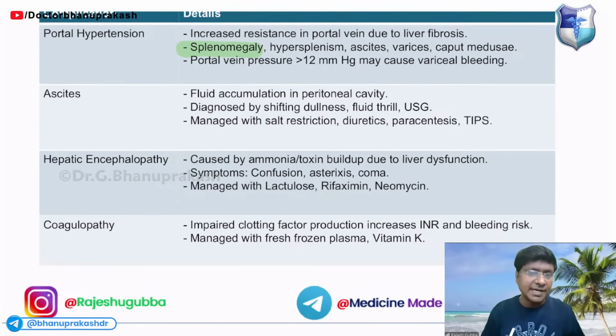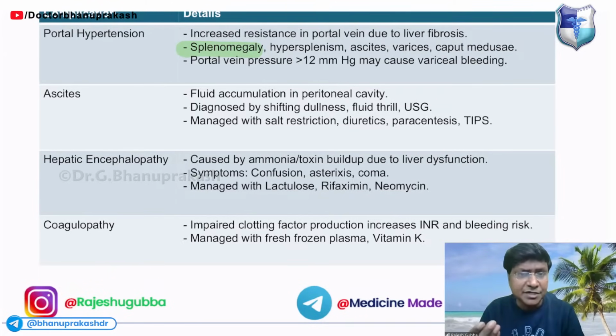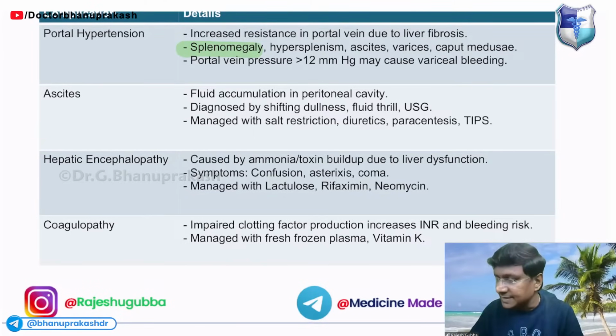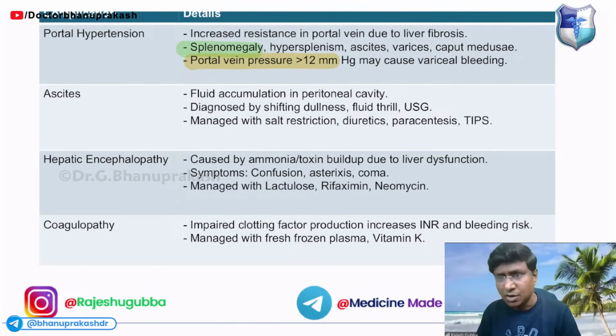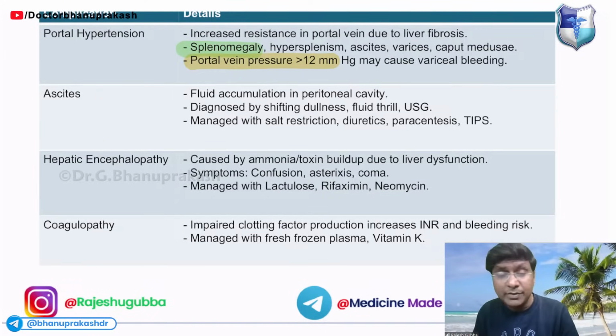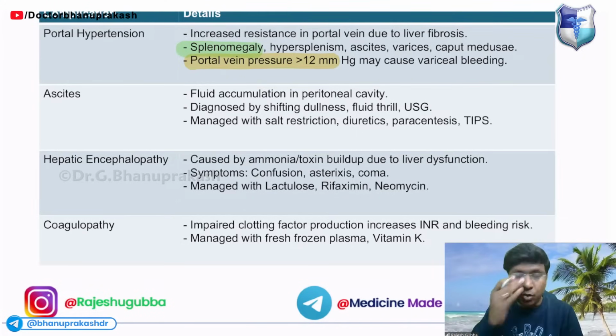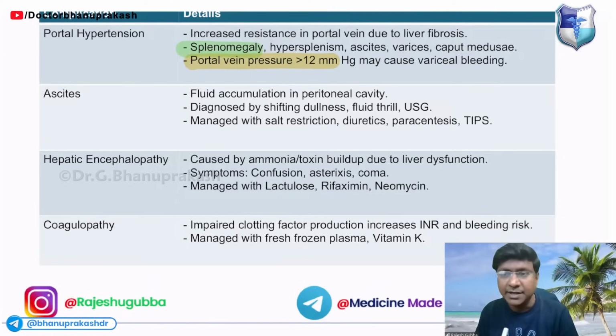The second important question they can ask on portal hypertension is what is the criterion, the definition, or the cutoff pressure to call it portal hypertension. That is when the portal vein pressure gradient, what I mean to say is the hepatic venous pressure gradient, is more than 12 millimeters of mercury. Then it is considered portal hypertension, right?